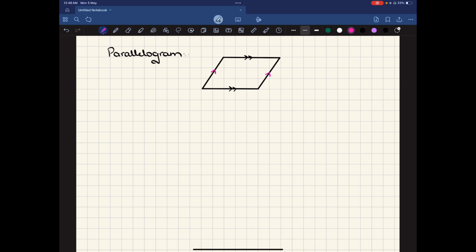Now let's label the sides. So this is known as the base of the parallelogram.